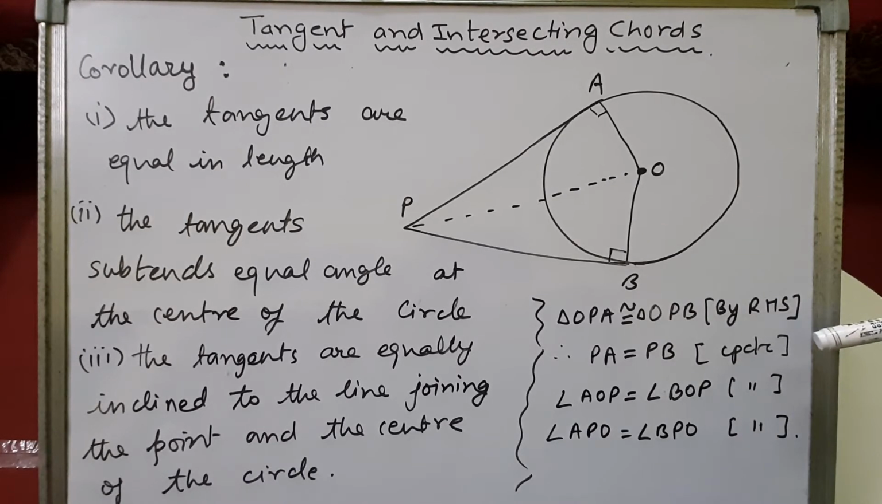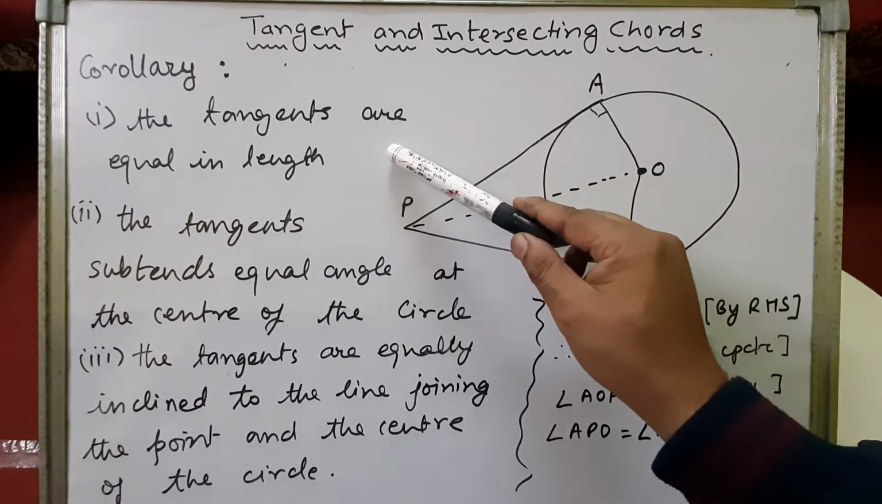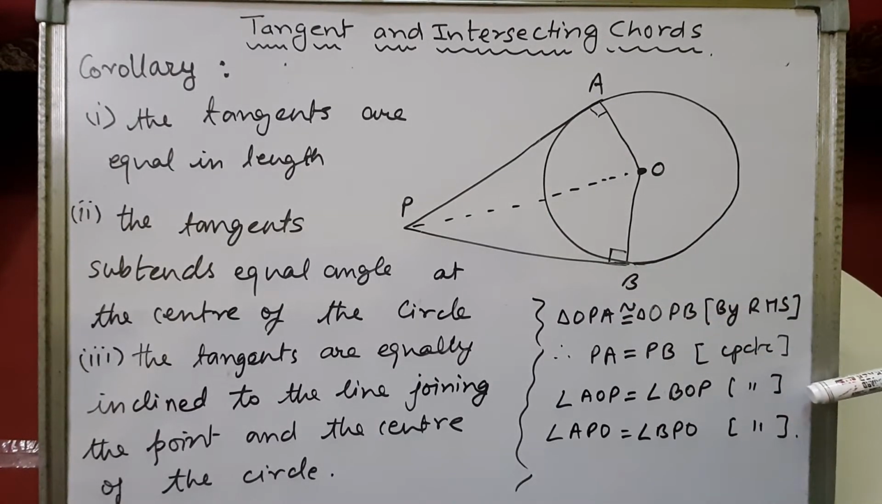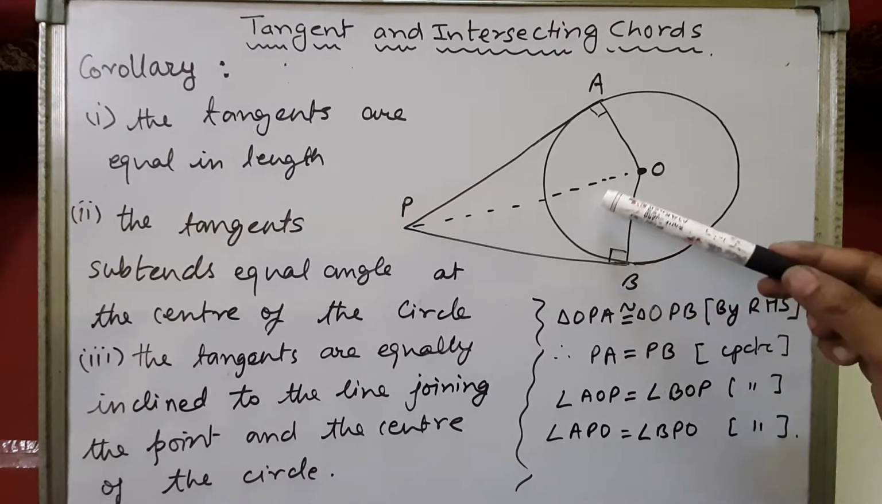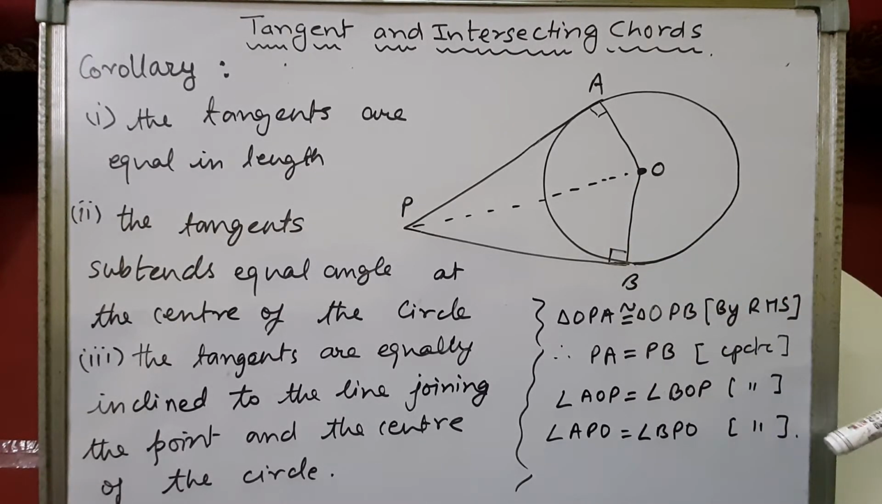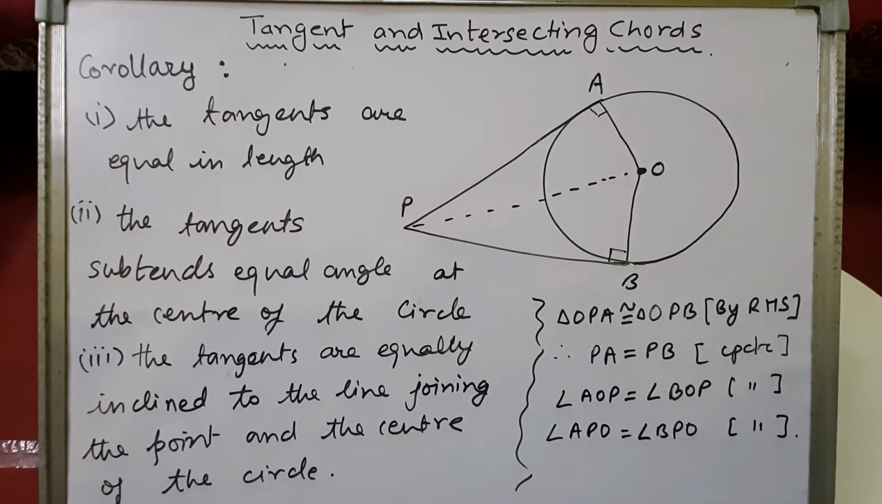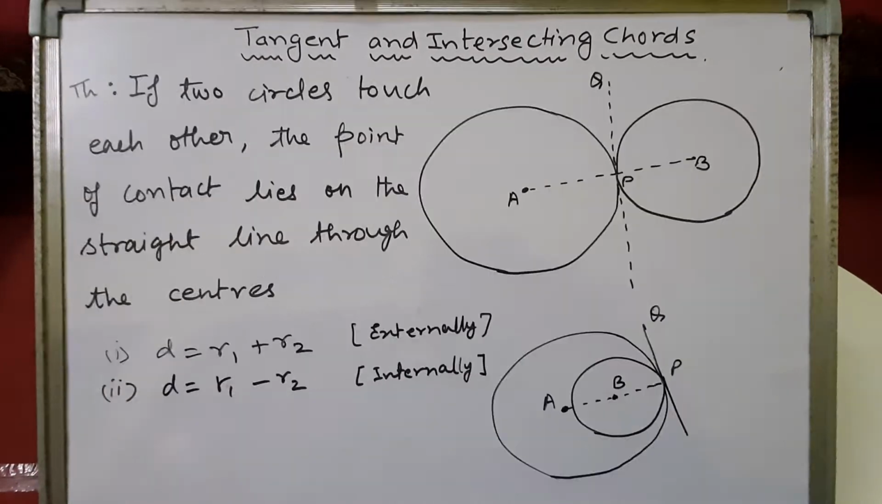So when these two triangles are congruent, then the corresponding parts will be same. So PA equals PB. This is the first point, that tangents are of equal length if drawn from one external point. Angle AOP equals angle BOP, that is, angle subtended by the tangents will be equal. Second point. And third point is angle APO equals angle BPO, that is, the tangents are equally inclined to the line joining the point and the center of the circle. Alright children, note down this much.